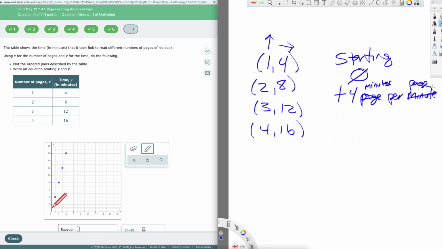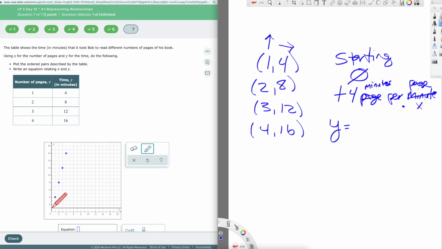And they're asking us to relate X and Y. So they want us to do the number of pages is X. So it's going to be times X instead of per page. And the total is going to be Y. So let's think about how we can write an equation for this. Y, the total time he read, is going to equal his starting point, which was 0, plus the number of minutes per page. I said total pages. I keep flip-flopping my words here. But so his total time will be the 4 minutes per page.